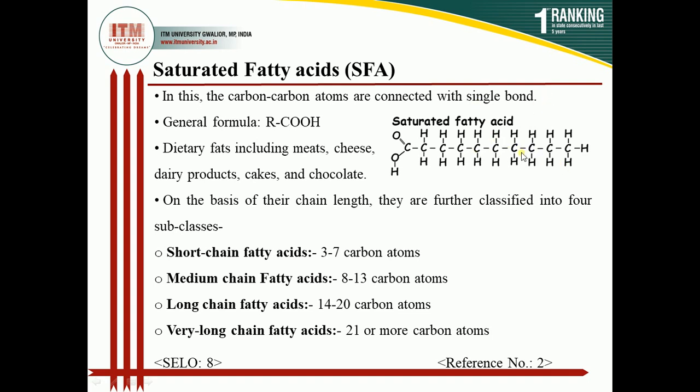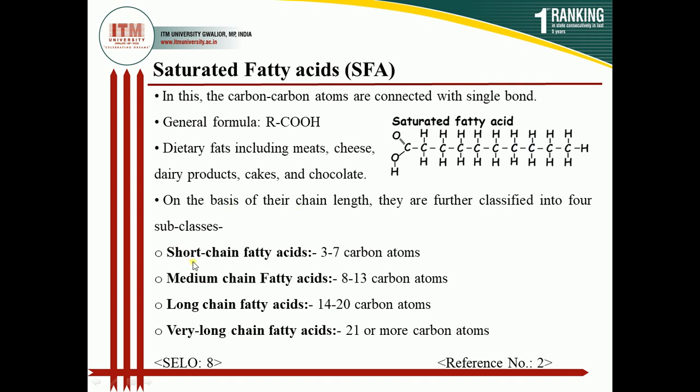Here we can see that the carbon atoms are linked with single bonds, and the dietary fats through which we can consume saturated fatty acids are meats, cheese, dairy products, cakes, chocolates, etc. On the basis of chain length, these are the chains. So the numbering starts from here, with carbon atoms 1 2 3 4 5 6, in this way. On the basis of chain length, they are further classified into four subclasses.